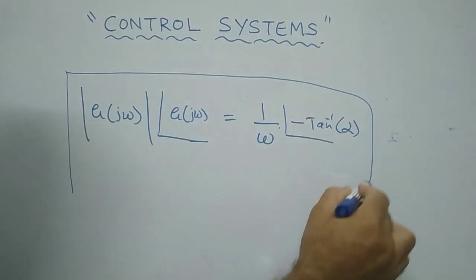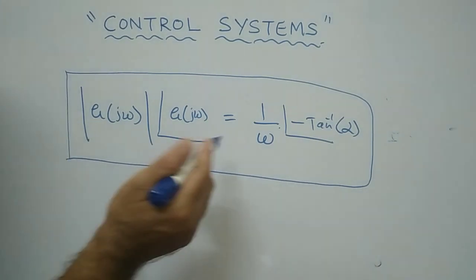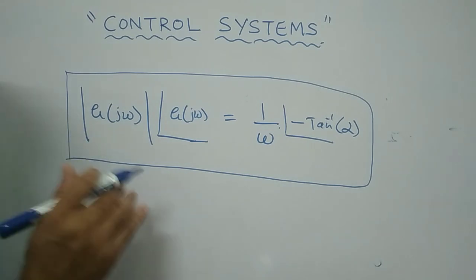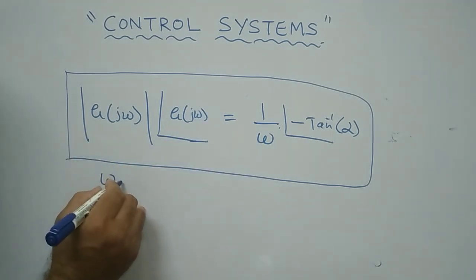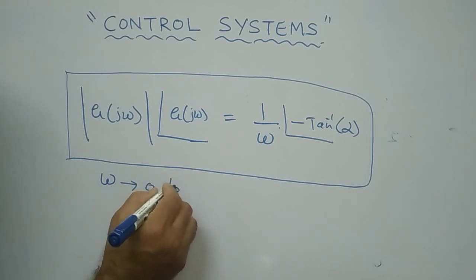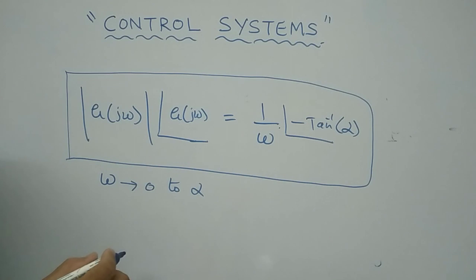This is the solution part of it. Then afterwards, you can simplify in the polar plot. You apply different values. What are the values actually? Your omega varies from 0 to infinity. As your omega varies from 0 to infinity.